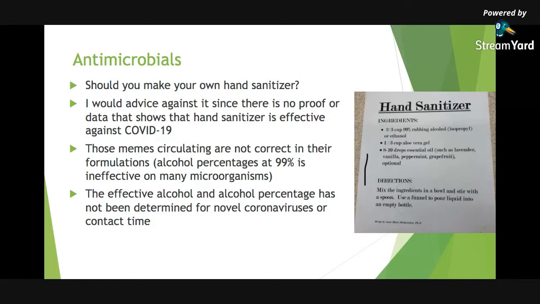Again, no one knows if it's even effective anyway against COVID-19. And no one knows the contact time that needs to be had. No one knows the alcohol percentage that needs to be used. The effectiveness of alcohol and alcohol percentages has not been determined for novel coronaviruses or the contact time. So it might be that for a hand sanitizer to be effective against COVID-19, it has to stay on the hands for at least 2 minutes. Well, if you're using 99% alcohol, that's going to evaporate as soon as you take it out of the bottle. It might evaporate in like 10 seconds. If you're using the 70%, it might stay on your hands a little longer, but is that an effective percentage? No one knows because there's no data to prove otherwise.